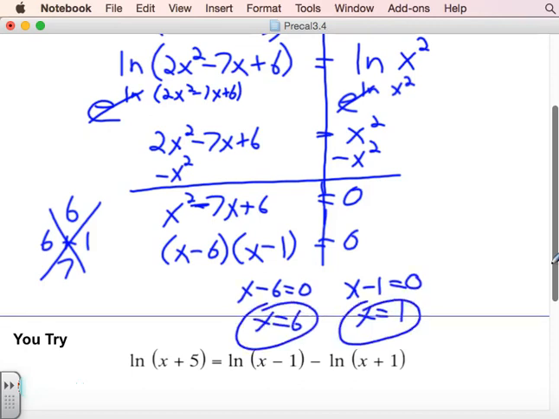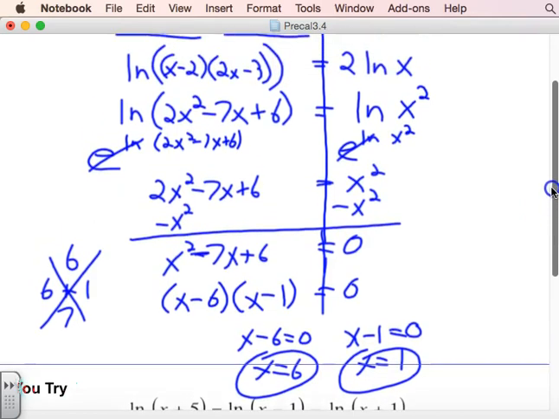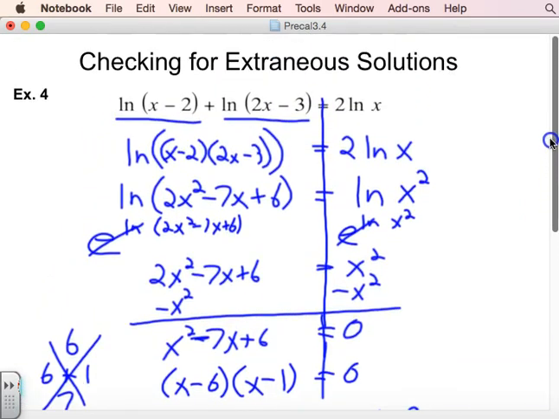As of right now, those are both answers, but we need to check to see if we have any extraneous solutions. We need to determine if we plug in 6 and 1, will we ever take the logarithm of a negative? Let's check. If I plug in 6 right here, will it make it negative? No, that's still a logarithm of a positive. What about 6 right here? 2 times 6 is 12 minus 3. Nope, that's positive. Plug in 6 right here. Nope, that's all right. So the logarithm of 6 will be fine.